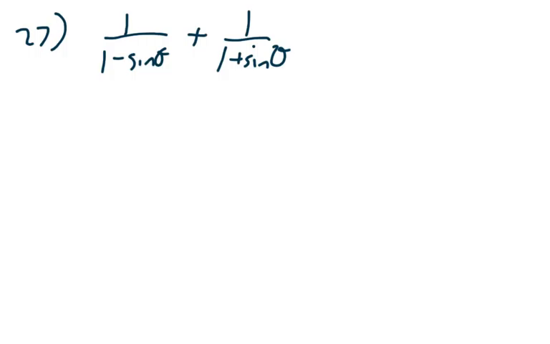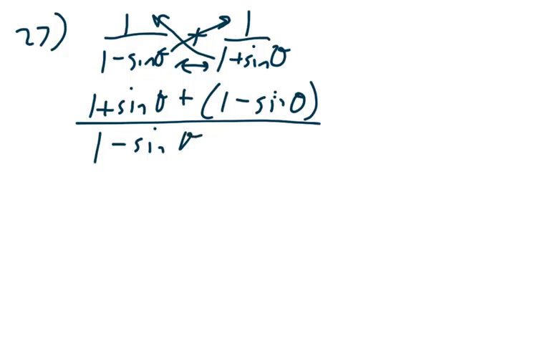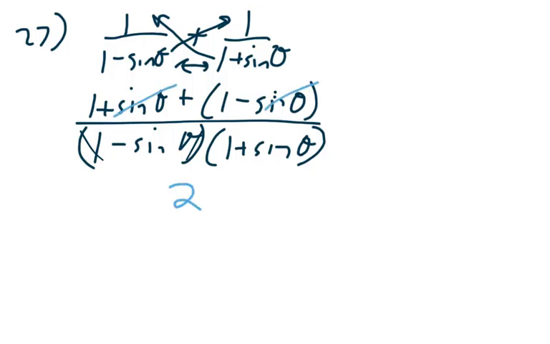Alright, for this one we're going to need to cross multiply. So that's going to go up there, and that's going to go up there. And so I got 1 plus sine theta plus 1 minus sine theta divided by, when I multiply these together, 1 minus sine theta times 1 plus sine theta. In the top, the sine thetas cancel, and 1 plus 1 is 2.